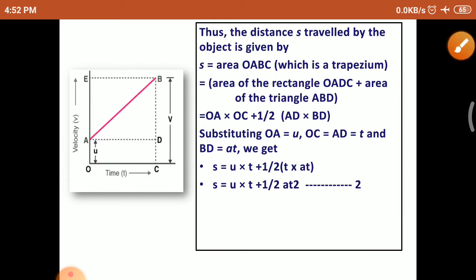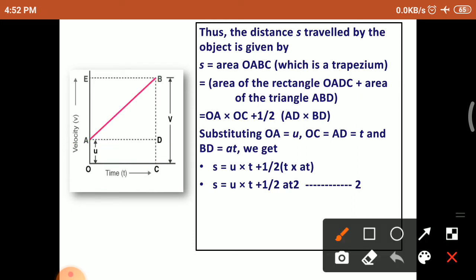The next, what is the area of the rectangle? L into B is the area of the rectangle. Here this is L and this is B. So OA into OC, that means L into B. So instead of the area of a rectangle, I have written OA into OC, that is length and breadth.